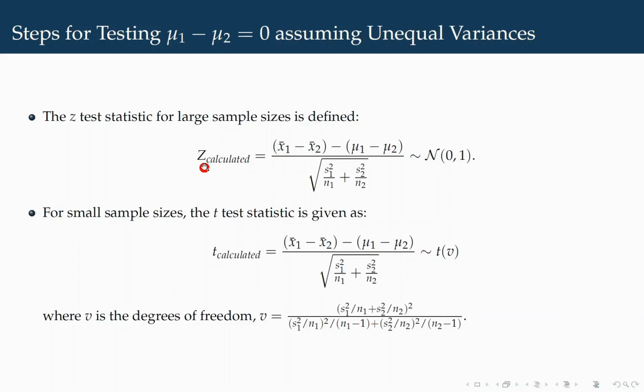So here the only difference in the hypothesis testing procedures is the denominator part of the calculated test statistic. So unlike the pooled standard deviation times root of 1 over n1 plus 1 over n2, here we have root of s1 square over n1 plus s2 square over n2. So as usual, this will have a normal distribution if the sample sizes are large, but if the sample sizes are both small, this will follow a t distribution with, let's say, V degrees of freedom.